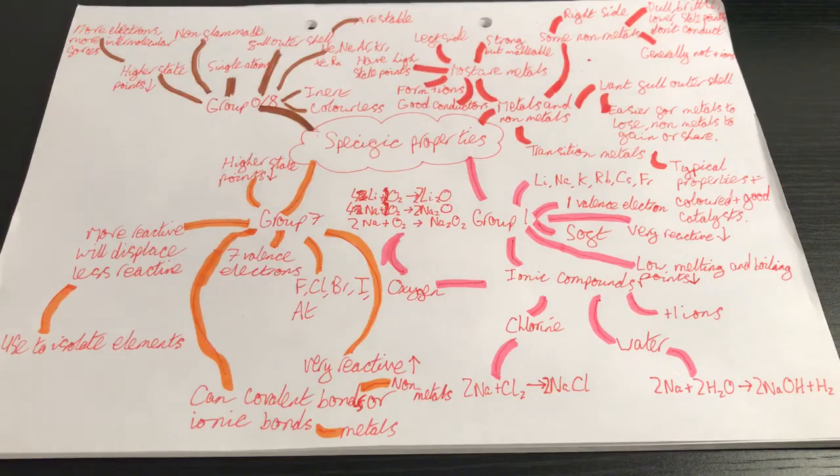But with non-metals it's very different. Generally, non-metals tend to be dull, so they're not shiny. They're brittle, so they will snap easily. You try and bend them, they'll just snap. They have lower melting and boiling points, which is why so many of them are liquids and gases. So bromine's a liquid, oxygen's a gas, nitrogen's a gas, fluorine and chlorine are gases.